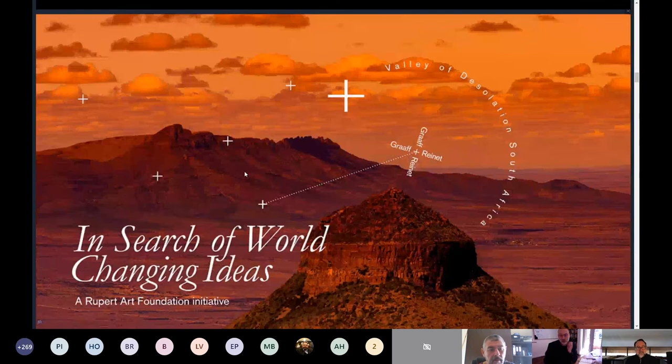So a project was announced some 18 months ago by the Rupert Foundation, which asked for a social impact. They call it the Social Impact Art Prize. So they challenged us, as architects and artists, to think about what we would do in Graaff-Reinet, because the Rupert Foundation have a big stake in the town and how it develops, as well as the museums and restaurants and farms in the area. So they try to give back to the community.